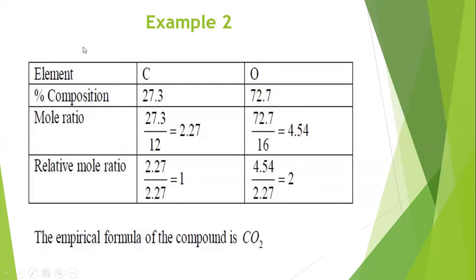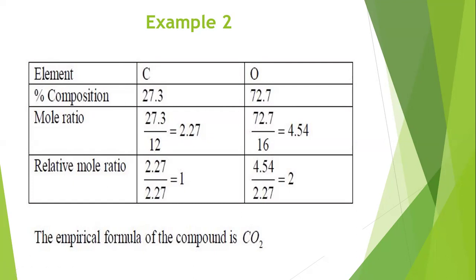Here are the elements. We have carbon and oxygen. The percentage composition: there is 27.3%, and here it's 72.7%. Now, the mole ratio: you simply divide by the Ar, that is the relative atomic masses of the given elements. So here it will be 27.3, you divide by 12, thereby you get 2.27.